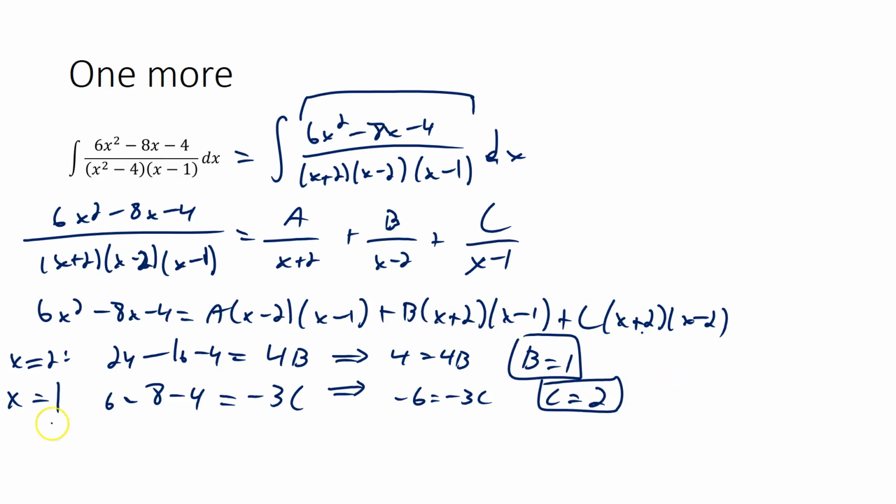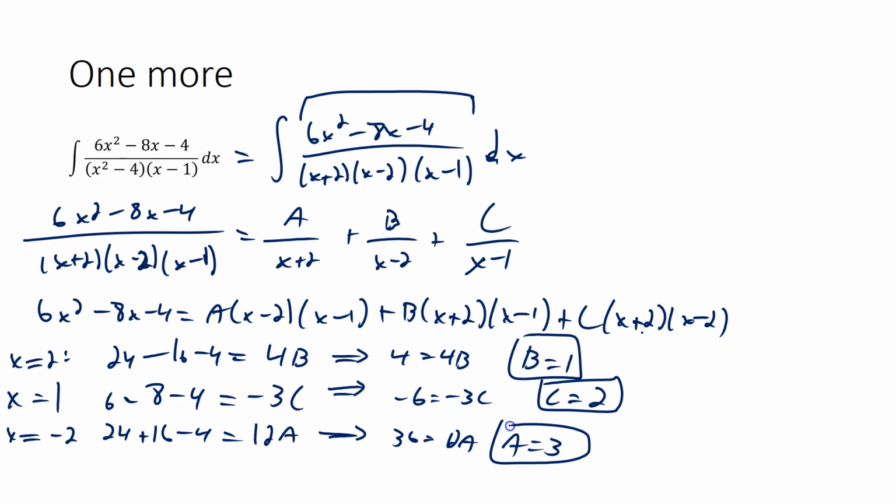Last good one, negative 2. So we have 6 as 24 again, this time plus 16 minus 4 is equal to, so let's see, b and c cancel. We have negative 2 minus 2 is negative 4 times negative 3 is a positive 12a. So 24 and 16 are 40, minus 4 is 36 equals 12a. A is 3. Hey, nice numbers.